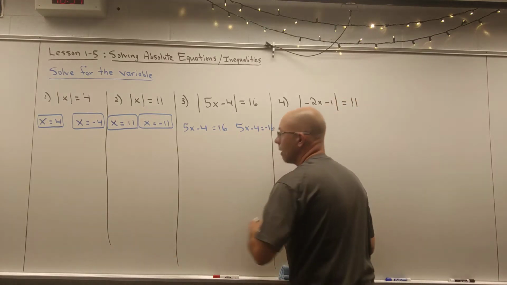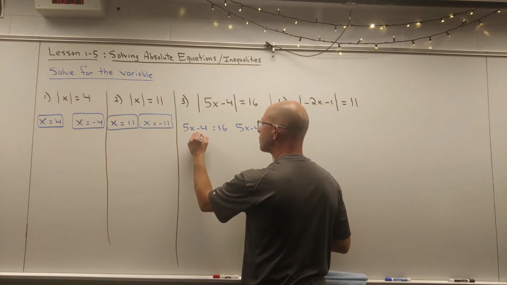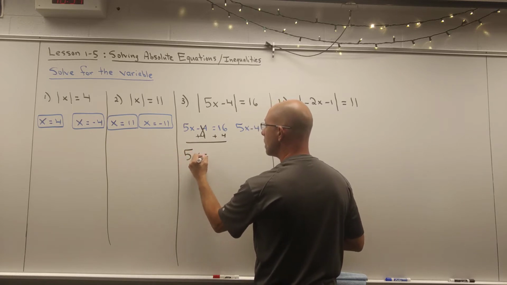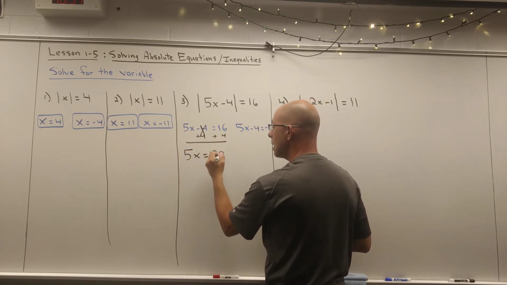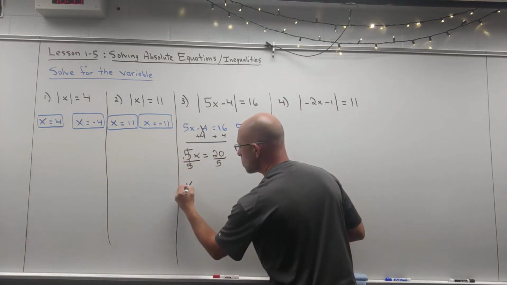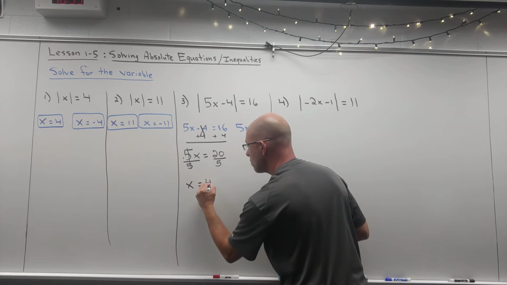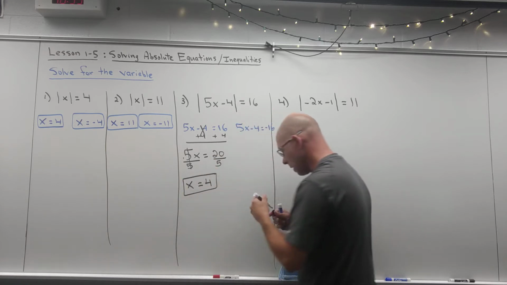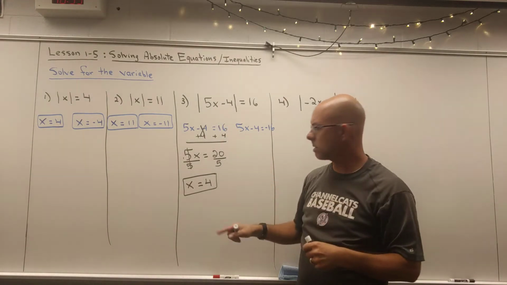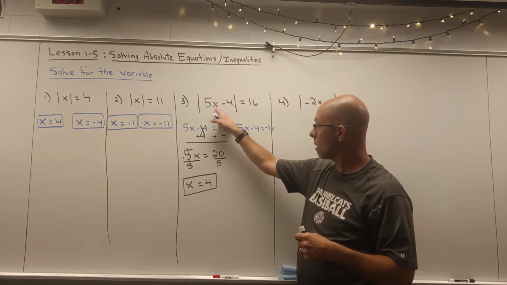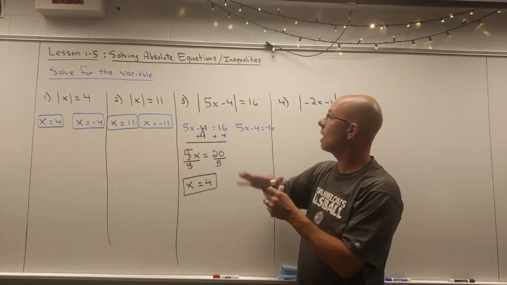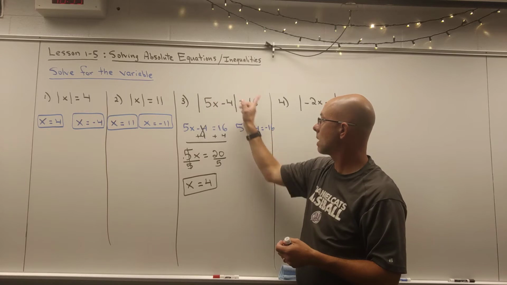So if I add 4, I get 5x equals 16 plus 4, or 20. Divide both sides by 5. 5 divided by 5 is 1x, and 20 divided by 5 is 4. I get x equals 4. That means if I plug that back in here, the absolute value should come out to be 16, and it does. If I plug that 4 right back in, 5 times 4 is 20, 20 minus 4 is 16. The absolute value of 16 is 16.